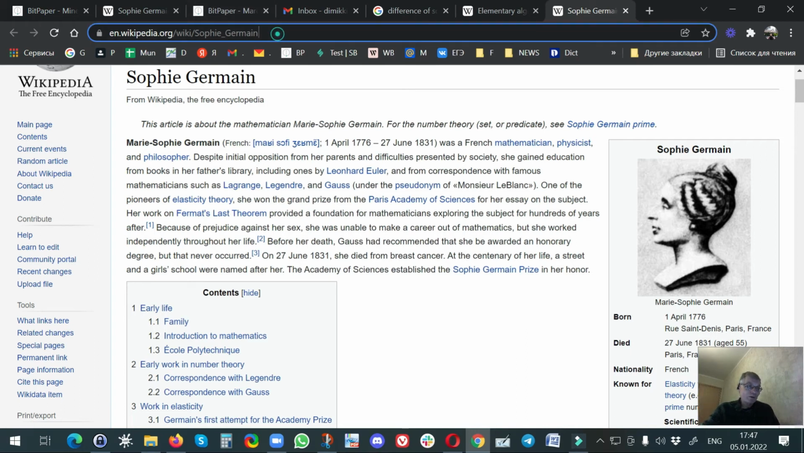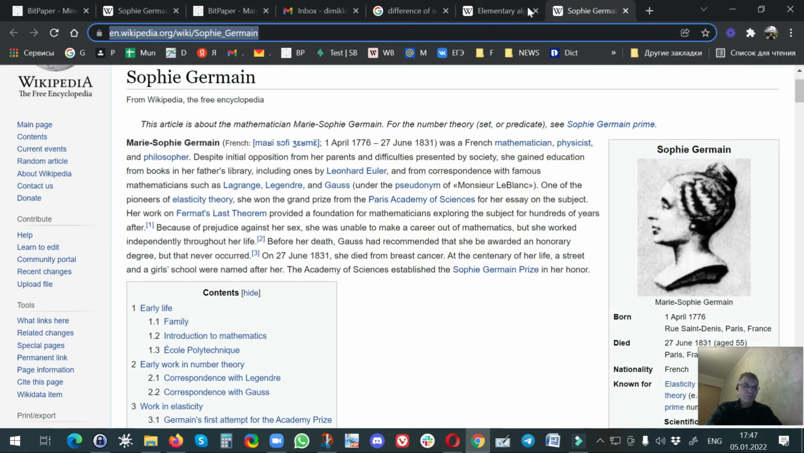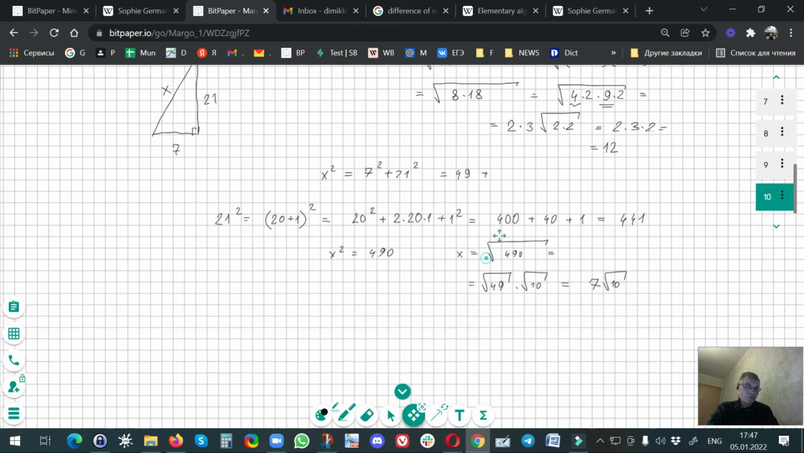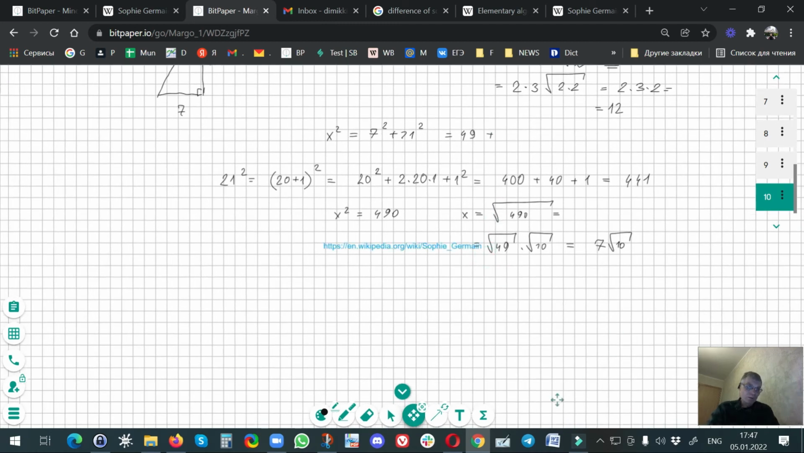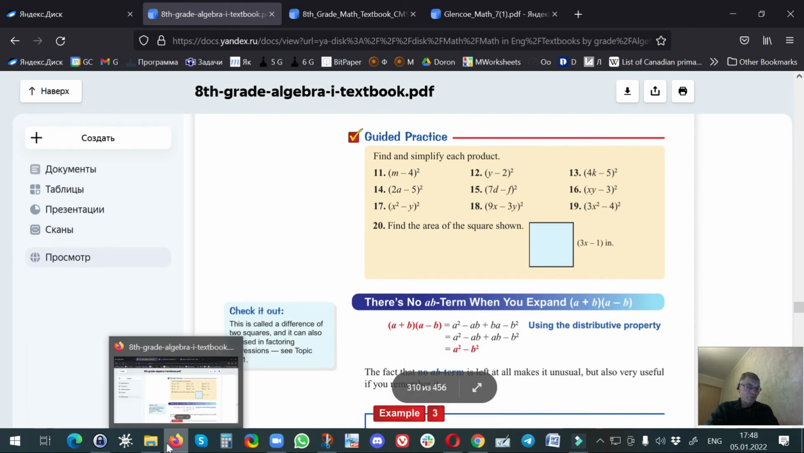I'll put a link, but you can easily find it in Wikipedia. I'll put a link here. And among her other remarkable achievements, there was an identity, a polynomial identity, which is widely used in Olympiads.